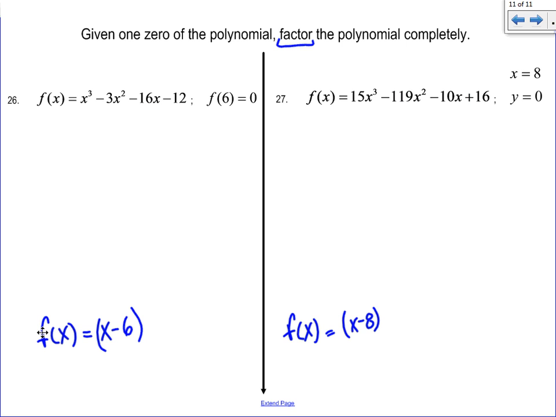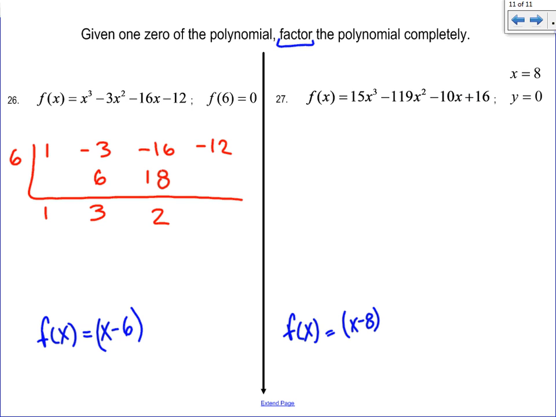So I'm going to set up my synthetic division bracket. 1, -3, -16, and -12. I didn't skip any exponents, so I don't need to do anything there. And I'm going to use the x value of 6. So when I plug that in, I get a y value of 0. That's great because that's what I was promised here. I was promised plug in 6 and get a y value of 0.